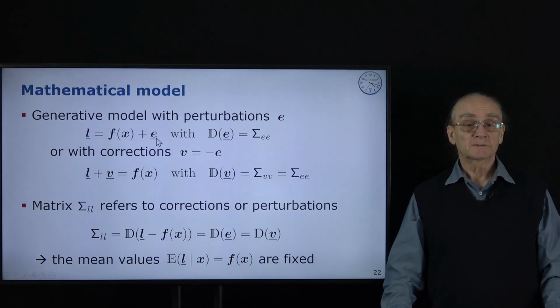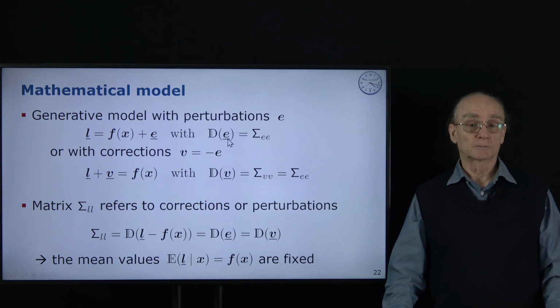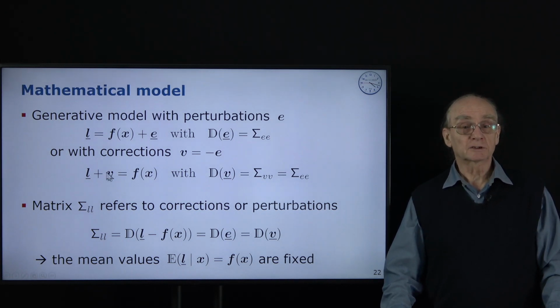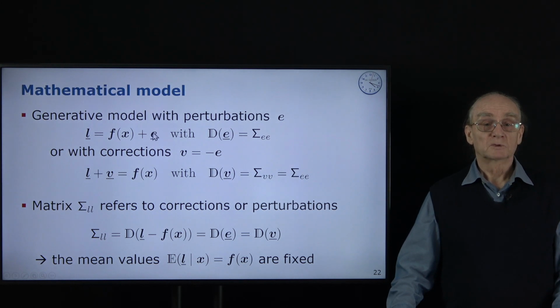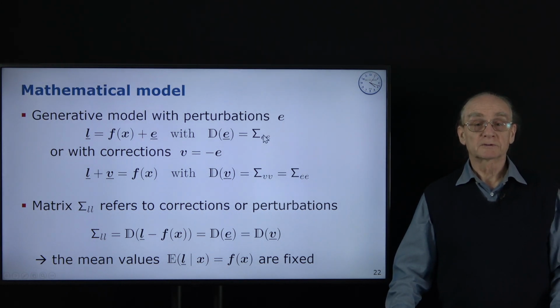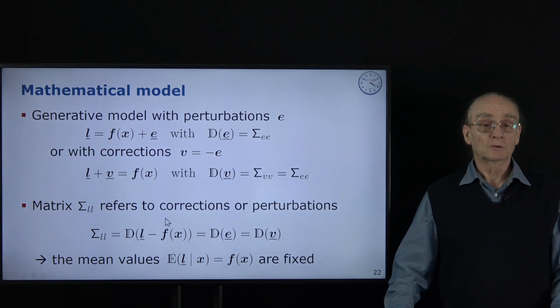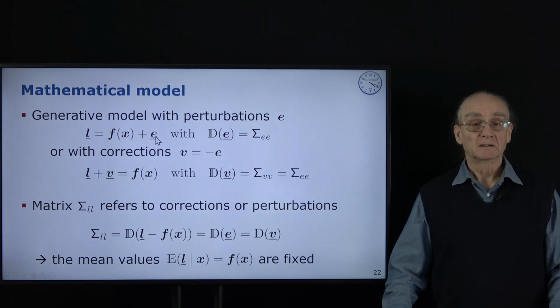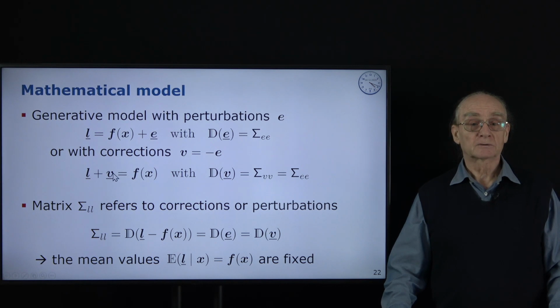And you see here the covariance matrix is actually referring to these perturbations. We could also say we have these corrections. So L plus the corrections is the ideal observation, which depends on X. And then we have L plus V, and we have here the covariance matrix of the residuals. And of course, because this is just the negative of the other, the two covariance matrices are here the same. And now if we have a look at the covariance matrix of our observations, this is a fixed value. The covariance matrix of L is the same as the covariance matrix of the E, the errors, and the same as the covariance matrix of the residuals.